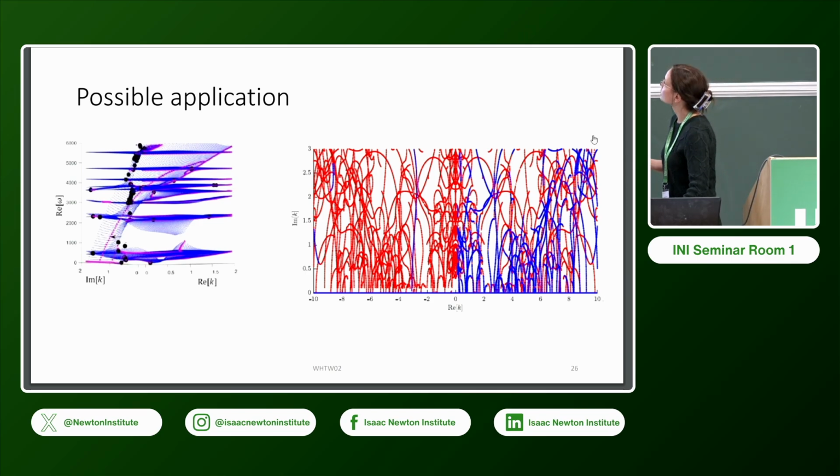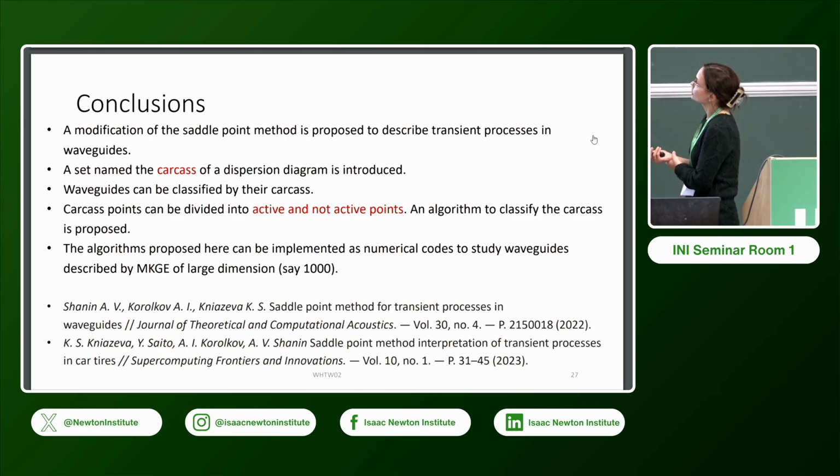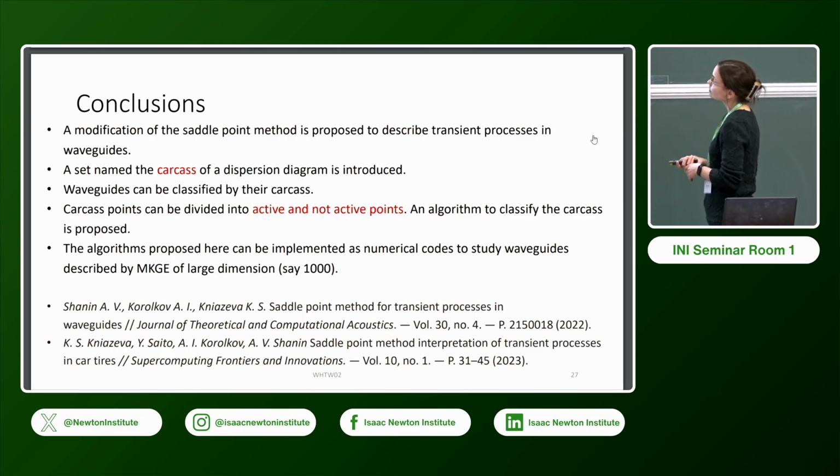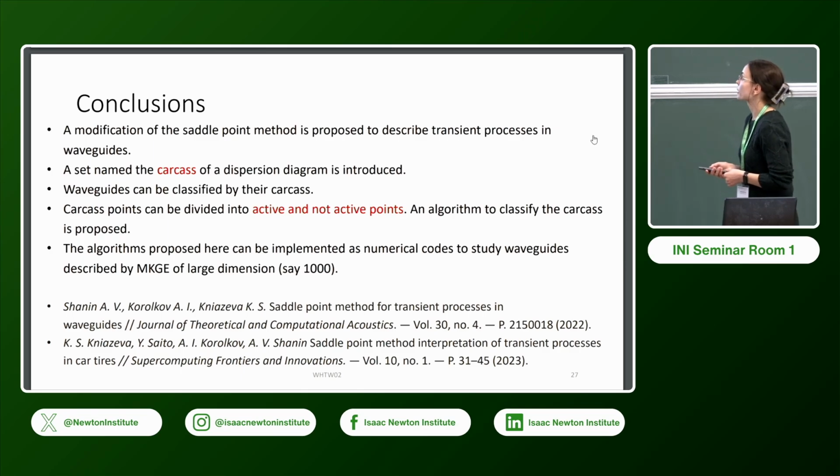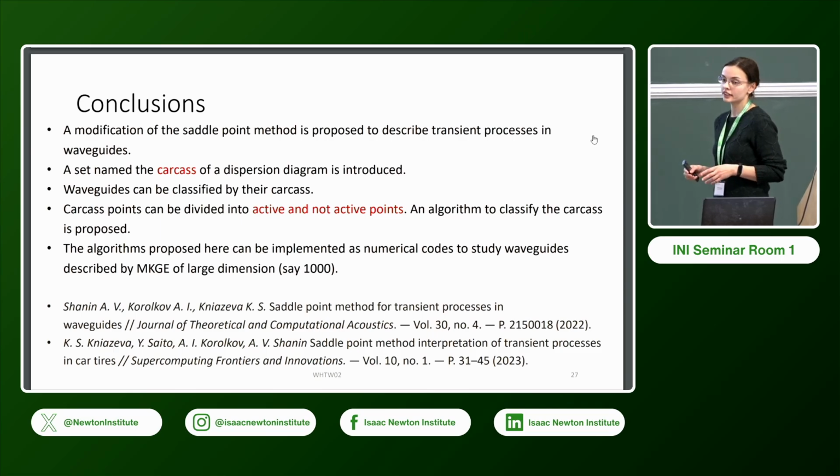This is all. Now let me make a conclusion. We proposed a multi-contour saddle point method. We have an algorithm to find a carcass for any waveguide which is described by the matrix Klein-Gordon equation, and we have an instrument to classify it.